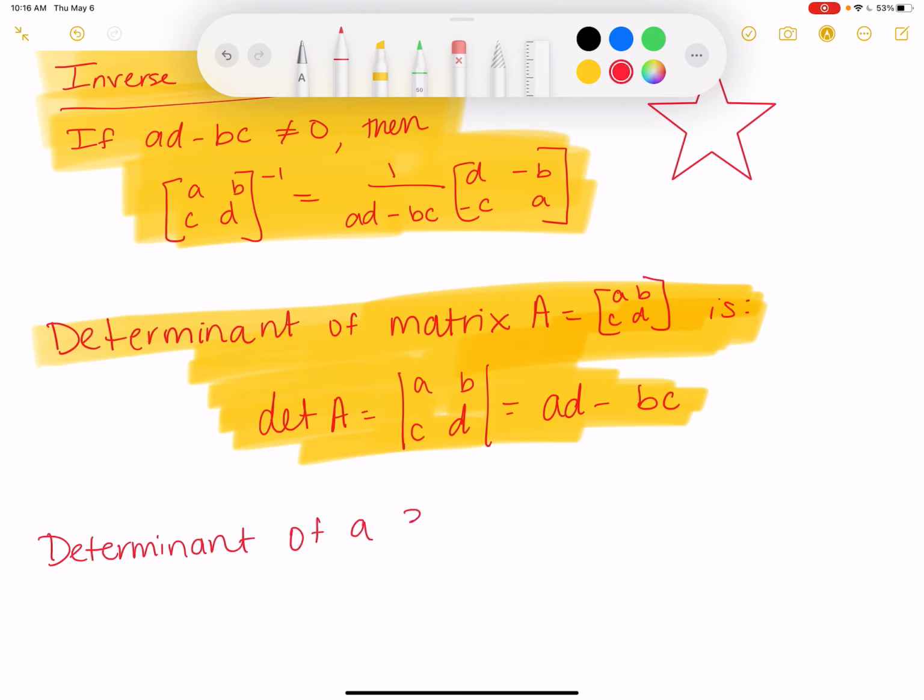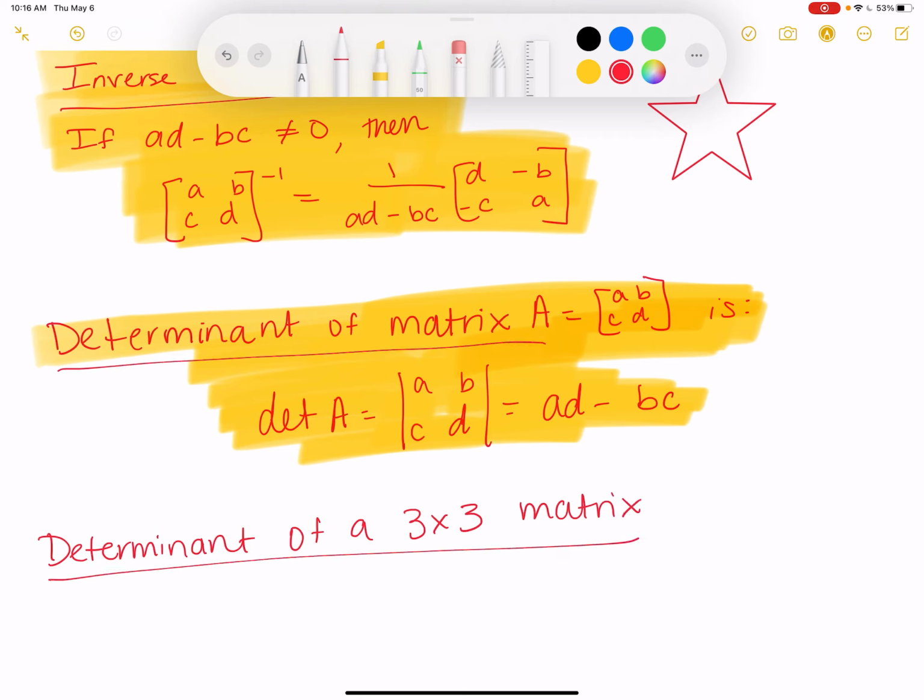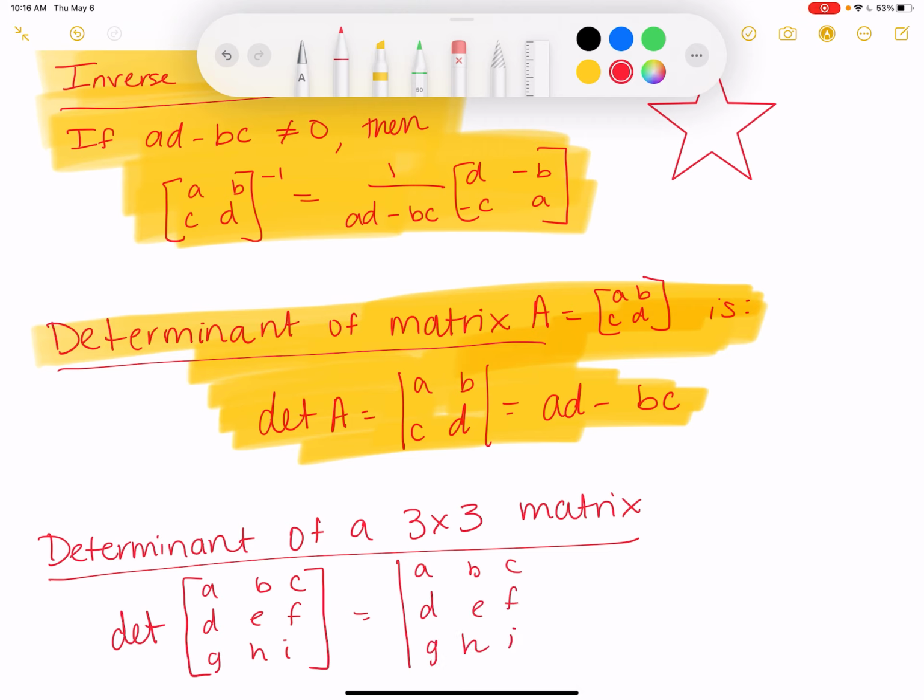The determinant of a 3x3 matrix. Oh no, this definitely looks familiar now. And there are no calculators for this. You get to do it all by hand.